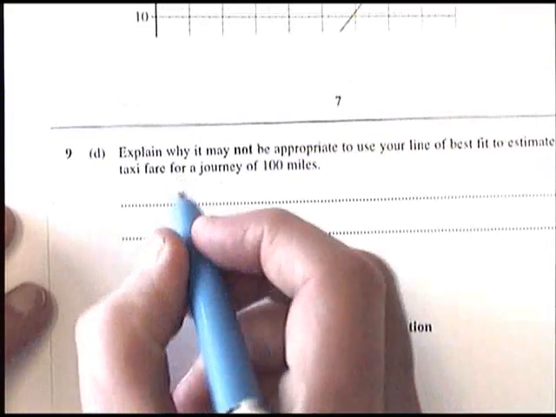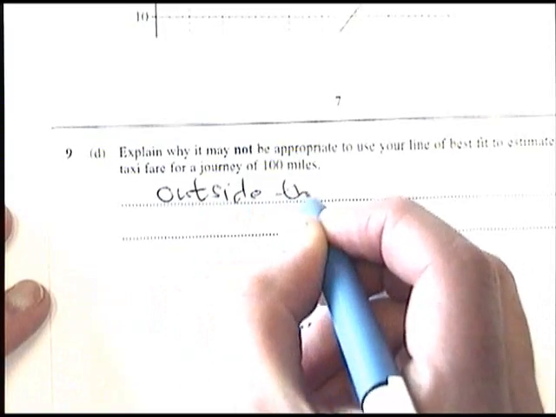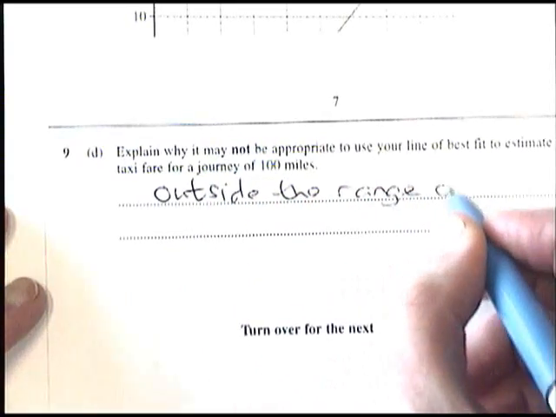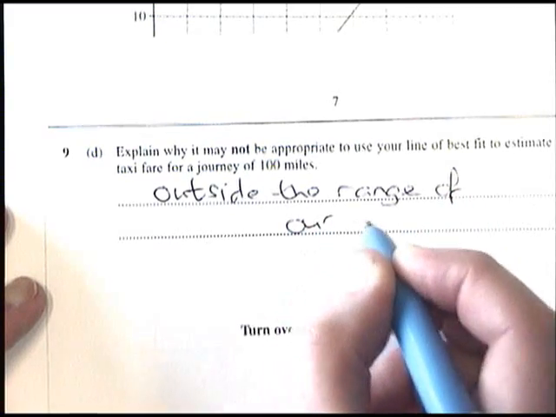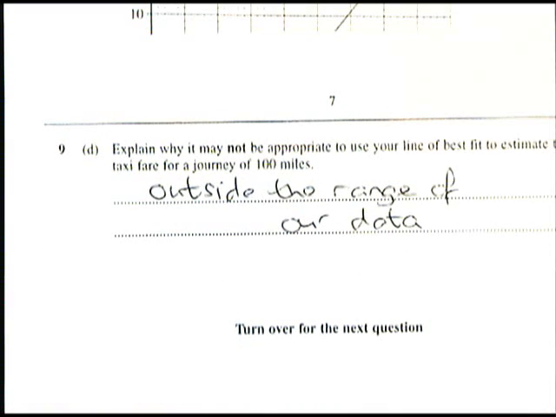The key thing to write down is this. It's outside the range of our data. Our data only went up to 20 miles. 100 miles, way outside that range. So, key thing to remember for that sort of question, if they say why you cannot do something, you say it's outside the range of your data.